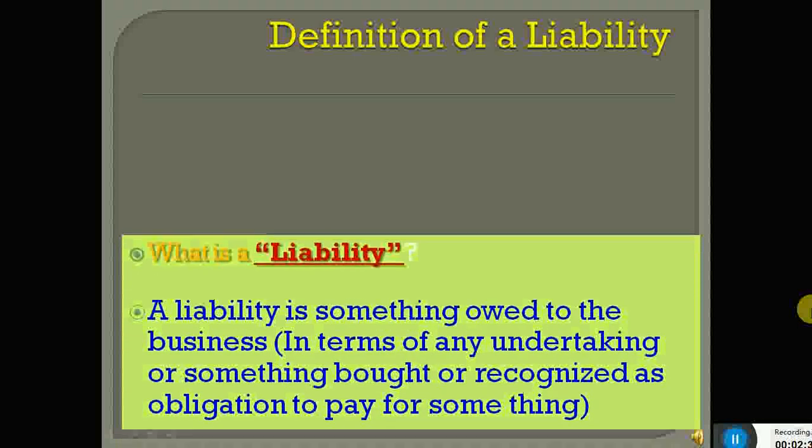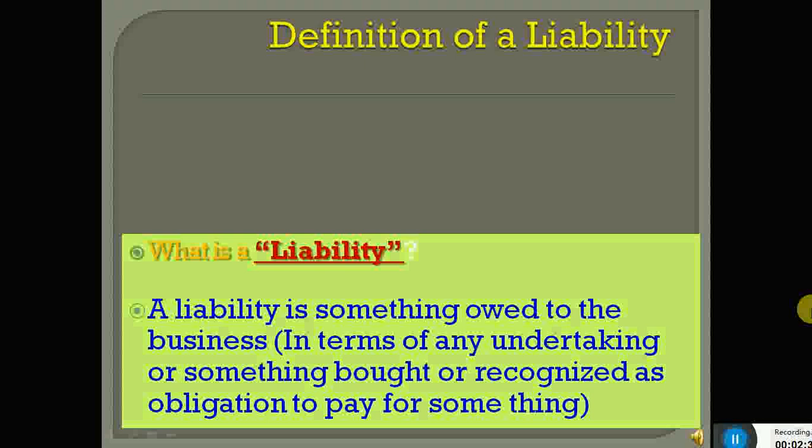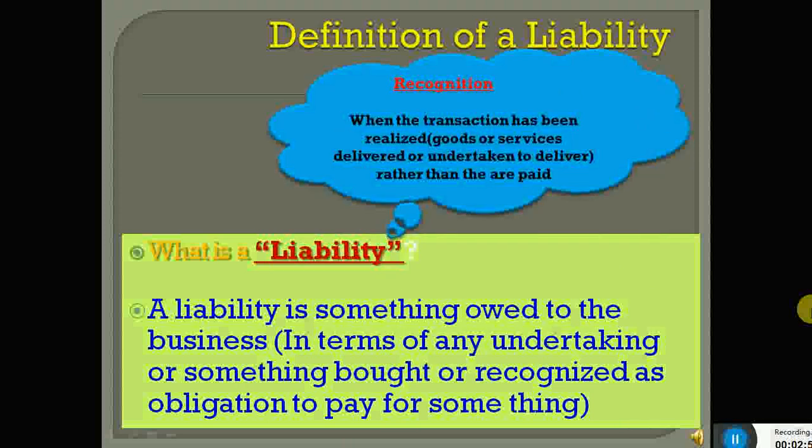Definition of liabilities. A liability is something owed by the business in terms of any undertaking or something bought, recognized as an obligation to pay for something. The recognition criteria for liabilities is when the transaction has been realized, goods or services delivered or undertaken to deliver, rather than when they are paid.